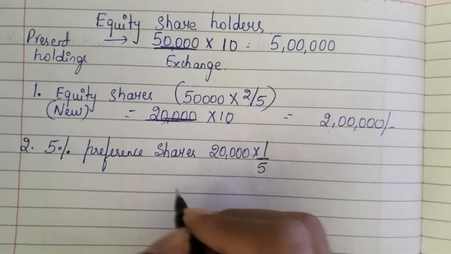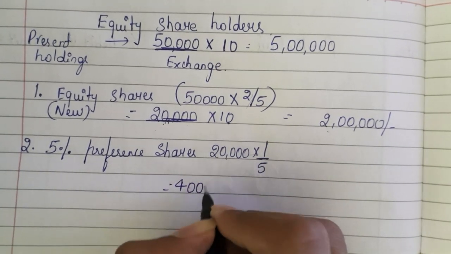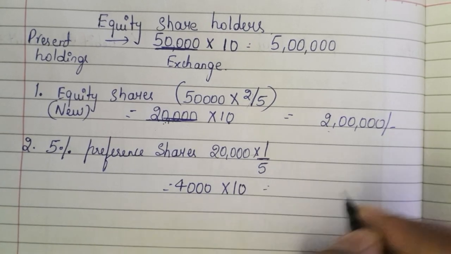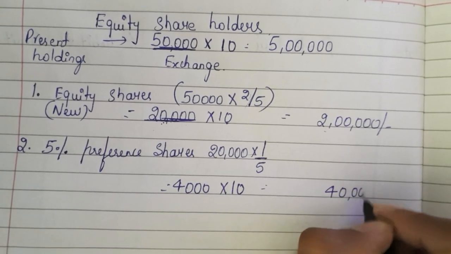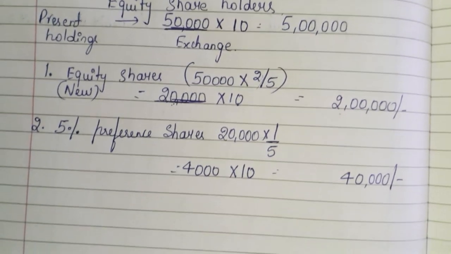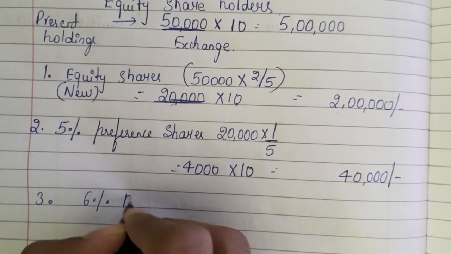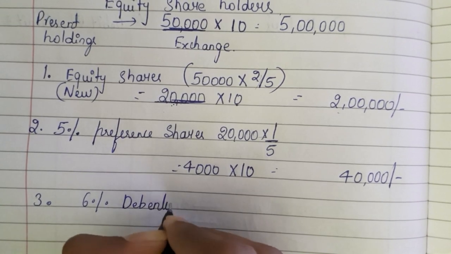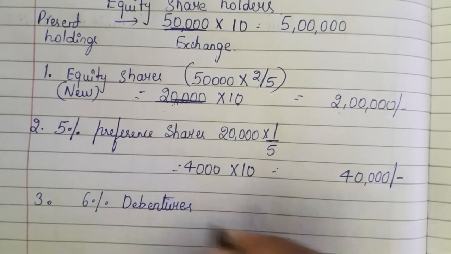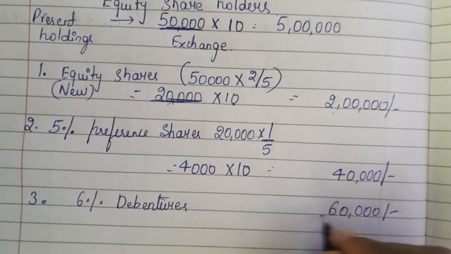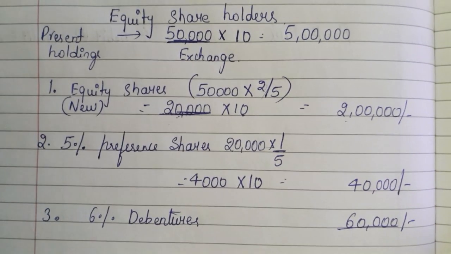So 20,000 into 1/5 is equal to 4,000 shares, and each share value is rupees 10. So here they are getting 40,000. Next, third one, what are they issuing? They are issuing 6% debentures for rupees 60,000. So this is what they have given in the question.